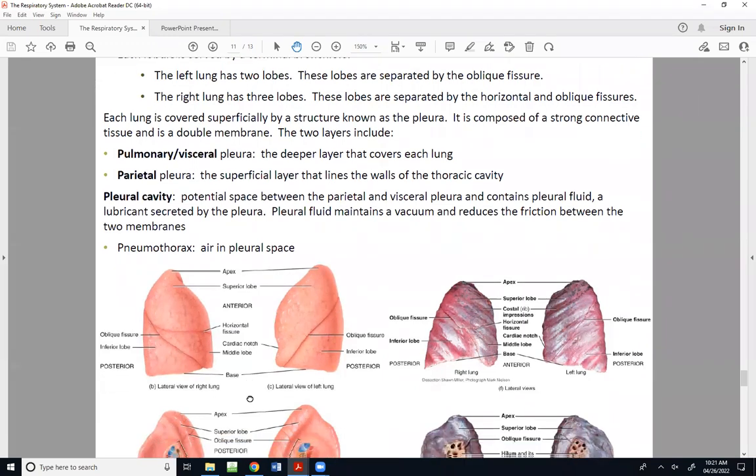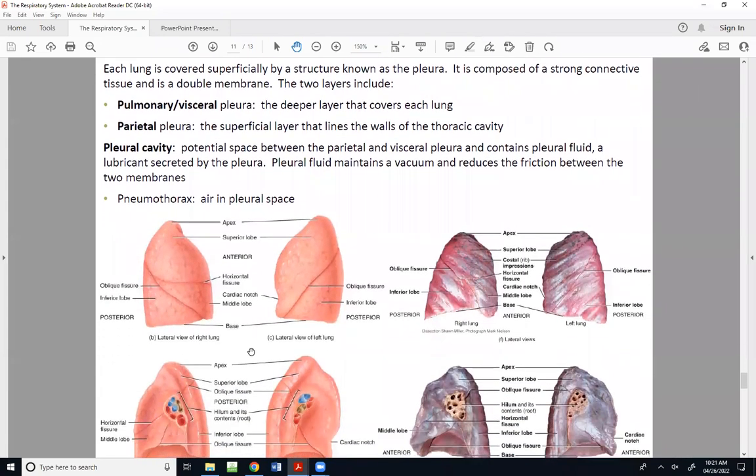Now, surrounding each lung, and I don't have any pictures to show them, but that's okay, is a structure known as the pleura. But we've already talked about this before, and it's pretty much just like what we learned about surrounding our heart, which we had the pericardium.